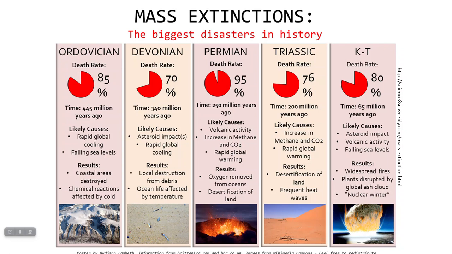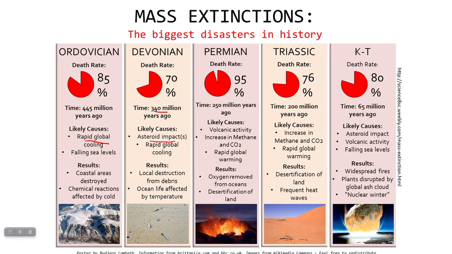So for example, the end Ordovician, where about 85% of organisms died off 450 million years ago, is thought to have resulted from rapid global cooling, which resulted in sea levels falling, and that would have an impact on, for example, marine organisms that used to live in shallow coastal areas that would then end up being exposed to the air and dying out. Then you have the Devonian around 340 million years ago.